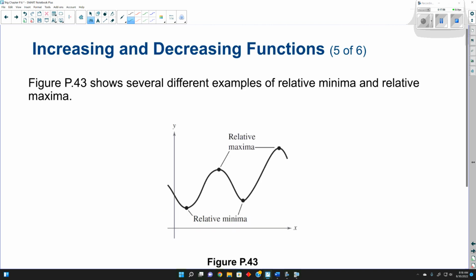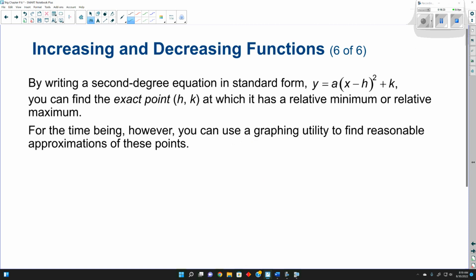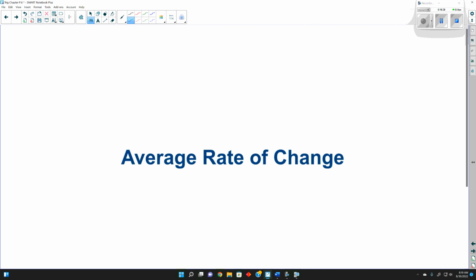So they gave us a picture. These points down here are the relative minimum for their set area or set constraints. They are the smallest point in that range. And the same thing is true for these. Over these set intervals, these are the biggest points. And that's really it for relative minimum, relative maximum. They'll sometimes call them local minimums and local maximums because they're locally in that area. And that's it. So increasing, decreasing.